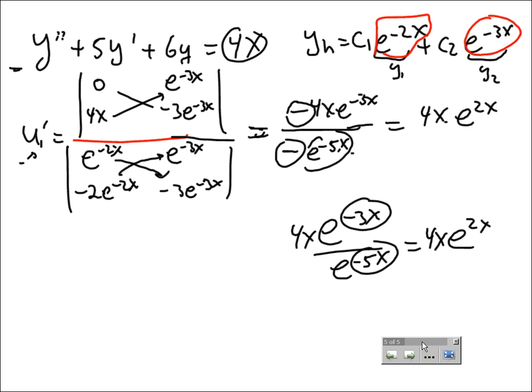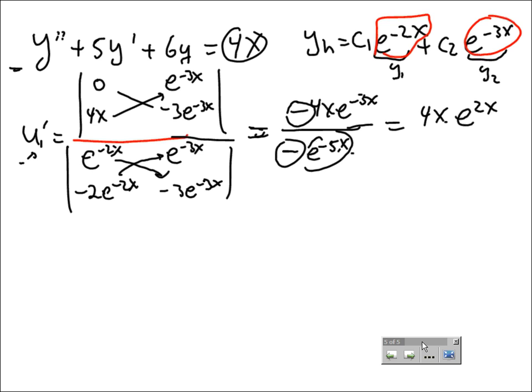Now, let us find out what u sub 2 prime equals. And just remember that the bottom is going to be negative e to the negative 5x. The only reason that you should calculate the bottom determinant a second time is if you want to make sure you got the same answer. Okay, we'll assume I'm right. It's a bad assumption, I know.